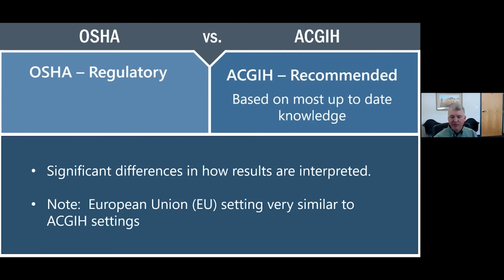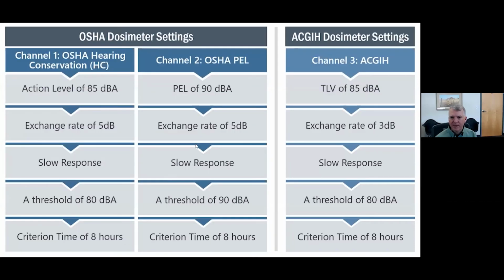But it's a significant difference in how the results are interpreted. And we'll say that the EU, European Union settings are very, very similar to ACGIH. So we've got this next slide we'll take a look at, just so you can see the difference from OSHA. We talked about that plenty, but let's look at ACGIH. It's a TLV of 85, and that is their criterion level.